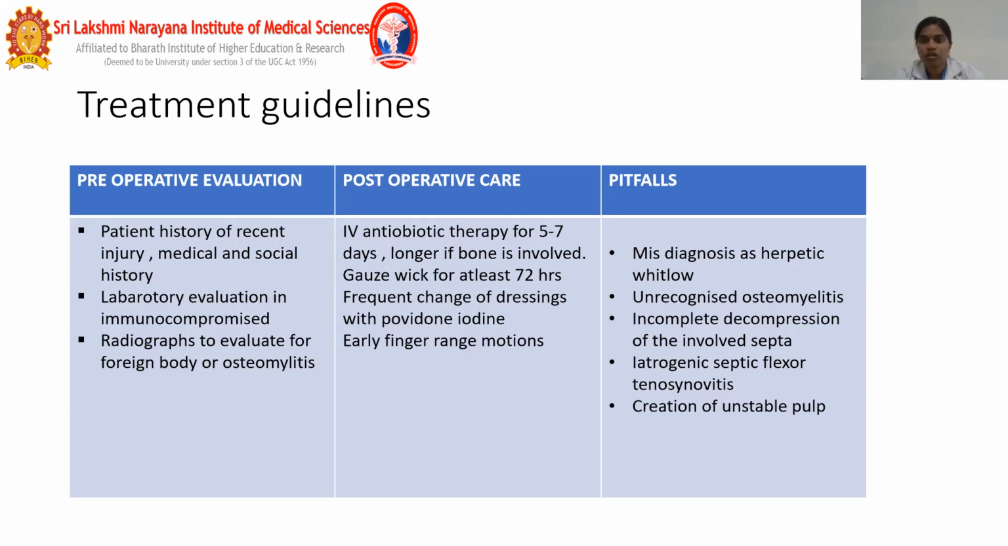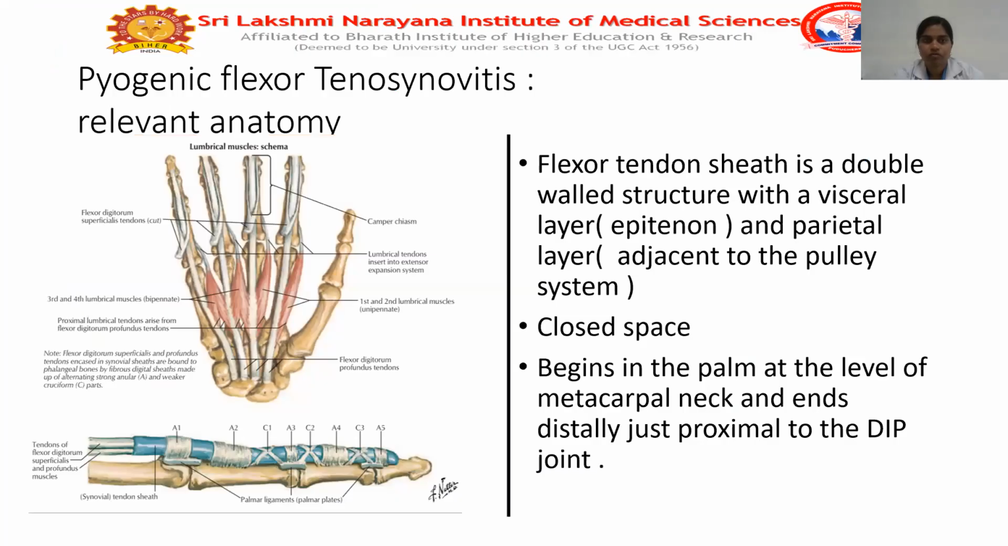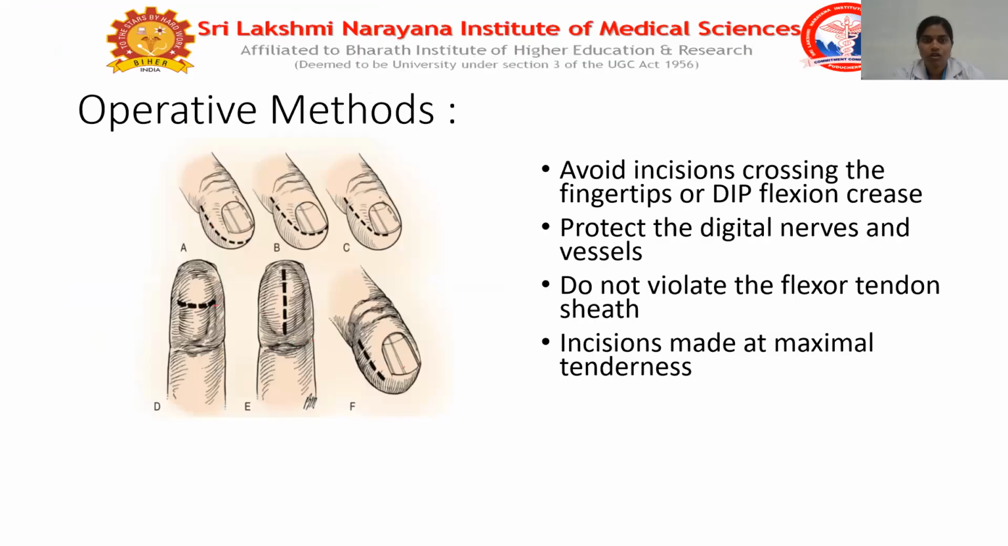Inadequate opening of the flexor tendon sheath while making the incision can cause septic flexor tenosynovitis, and creation of an unstable pulp. These are the multiple incisions which can be given: either a horizontal incision or a longitudinal incision over the pulp space, or a hockey stick incision, as shown in figure B.